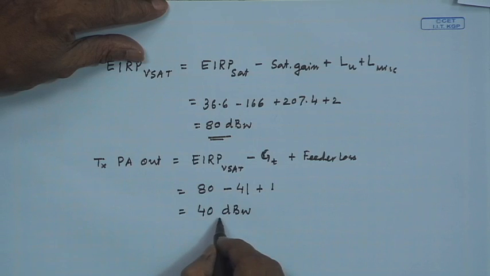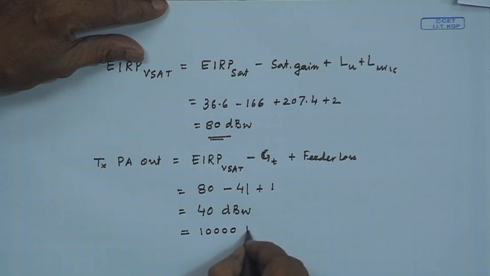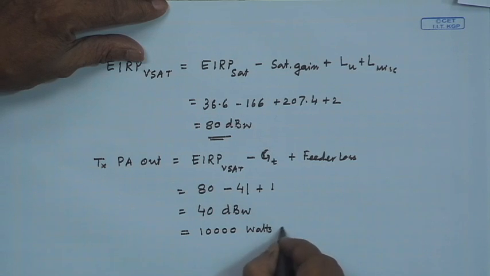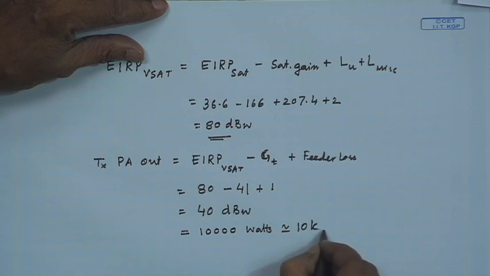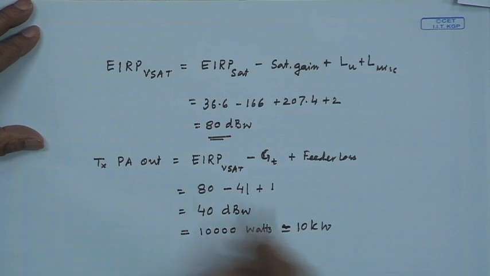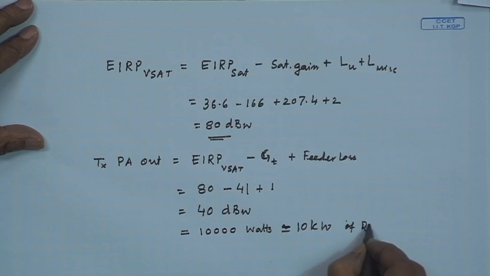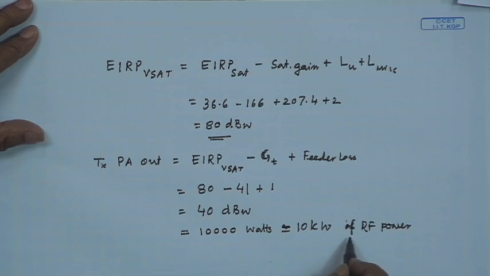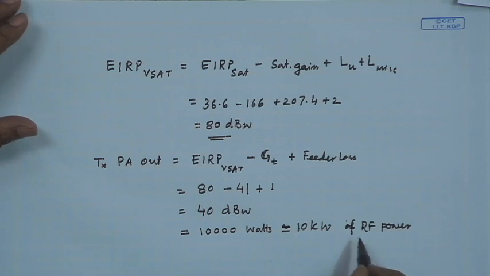Now, what is the meaning of 40 dBW? Convert into watt. So, this is approximately 10 to the power 4 watts. Means 10 kilowatt of RF power output. So, the DC power requirement, depending on the RF power amplifier efficiency, is much larger than 10 kilowatt.